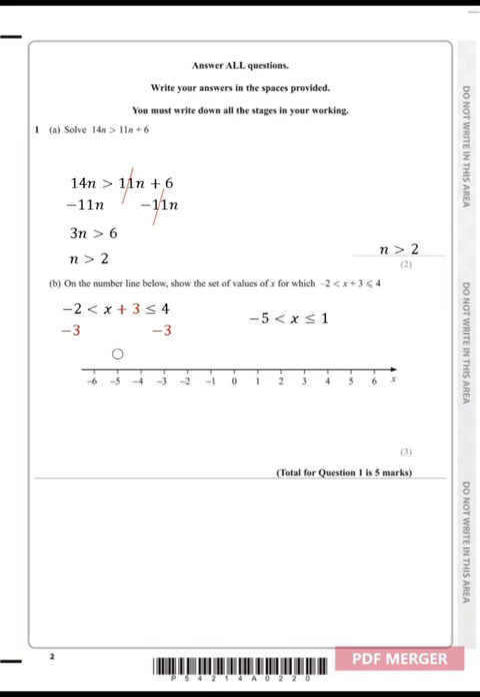So we now draw the circle. So minus 5 and 1. Notice that for anything that's less than or equal to or greater than or equal to, the circles are always shaded. Now just connect them together. So minus 5 less than x less than or equal to 1. The number line has been shown below. So that will be your 3 marks secured for part B.